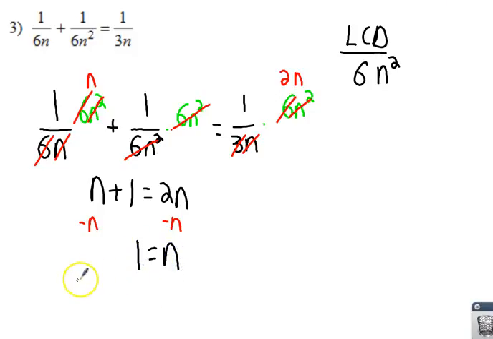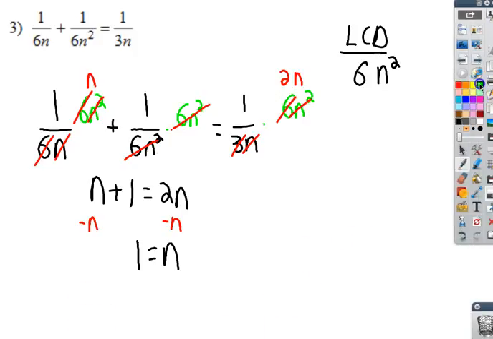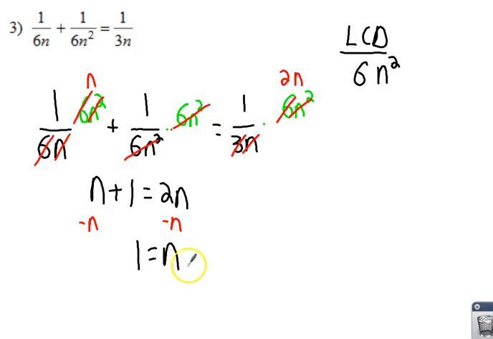N equals 1. Now, does that make any of my denominators equal to 0? Let's pause that for a second and think. Nope. Good solution. Moving on.